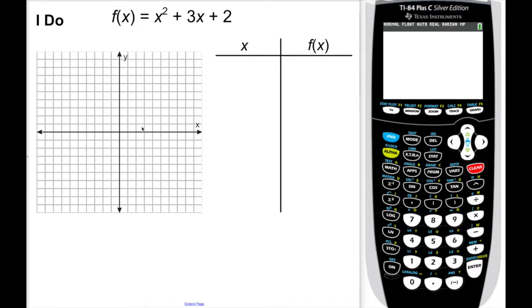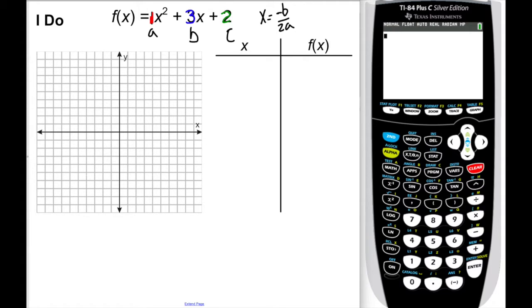Okay, so remember, the first thing we talked about is we have to find that special point, the vertex. So we talked about how the formula is negative b over 2a. So we need to identify some of the values, right? We have our a, which is 1, our b, which is 3, and our c, which is 2. Okay, so remember, we had an a, we had a b, and we had a c.